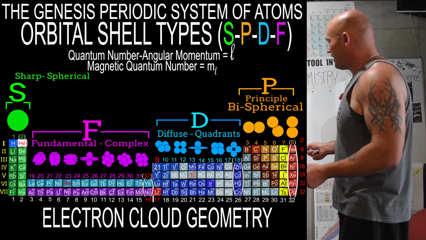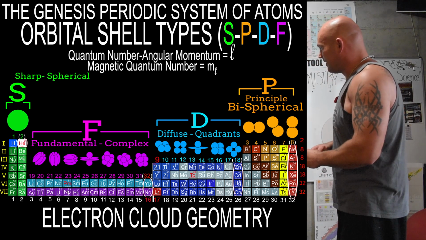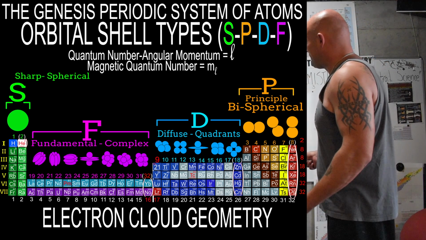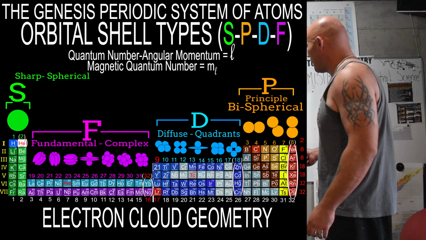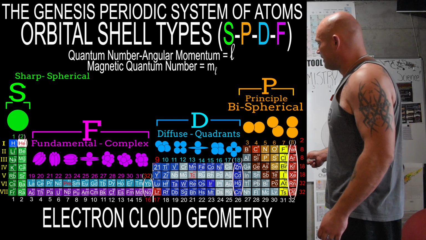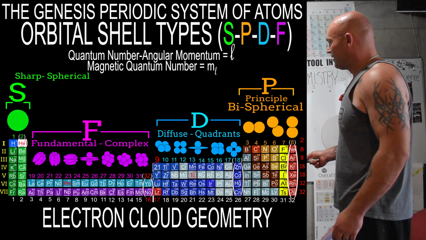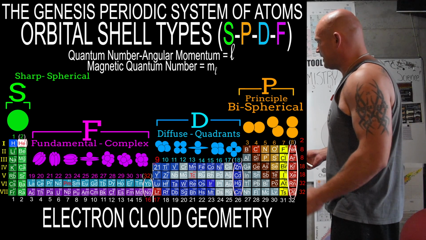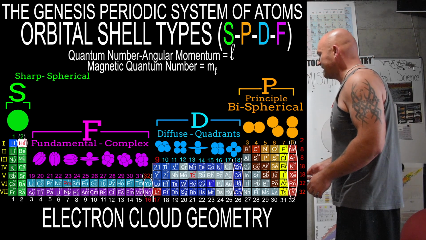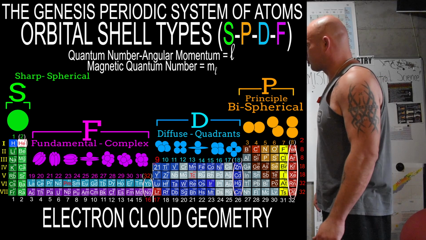P here, these are all bispherical orbitals, so they're like two spheres like this, and P is for principal. Then all these elements here, the blue ones that are D, this is diffuse, and then this is fundamental, and these are complex orbitals. These have 4 lobes, and then these have like 6 lobes and are really complex, dense electron orbitals.